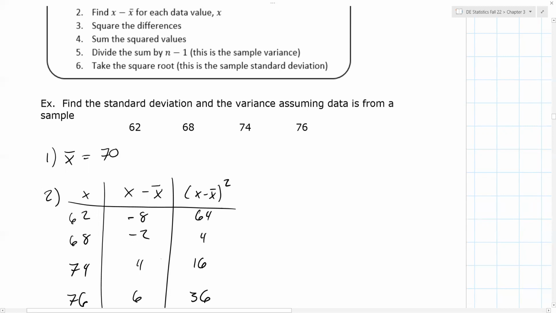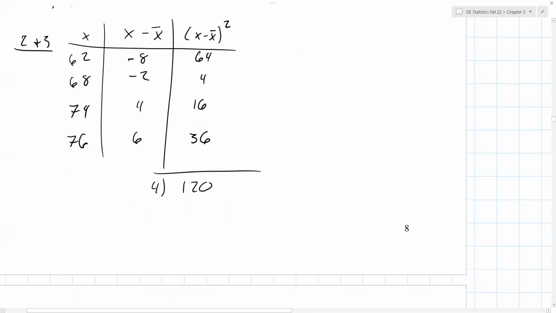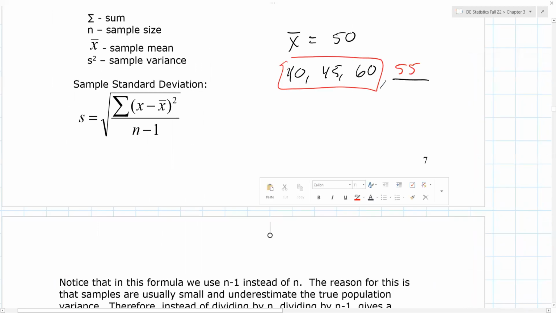Step 4, I'm going to add all of those values together, and I get 120. So that is the numerator of my equation. Remember, if we go back to our original equation, right here, the sum of, well, I've now done the sum of X minus X bar squared. So that's the numerator piece of my equation.